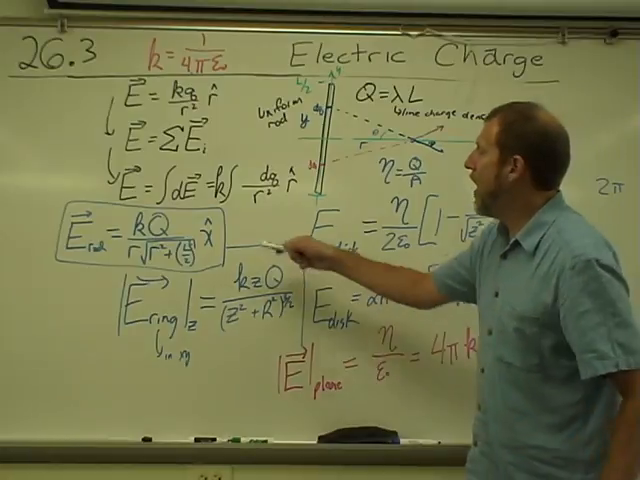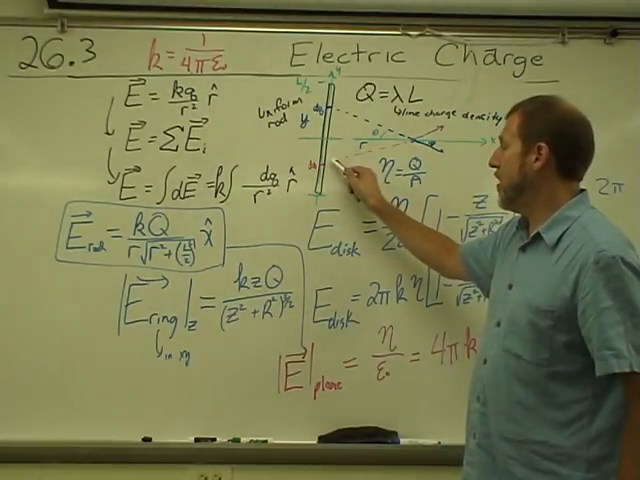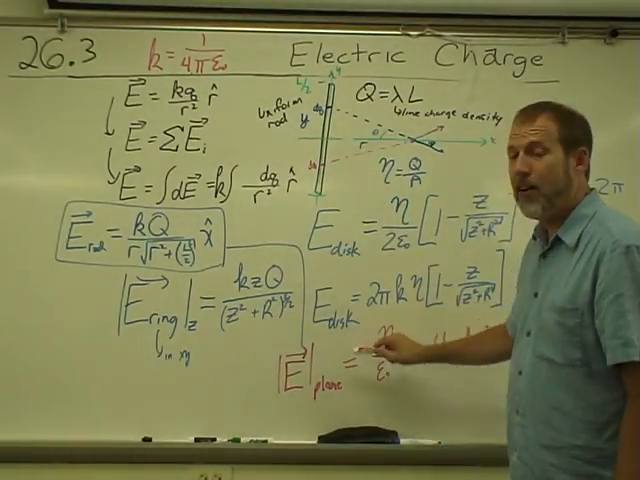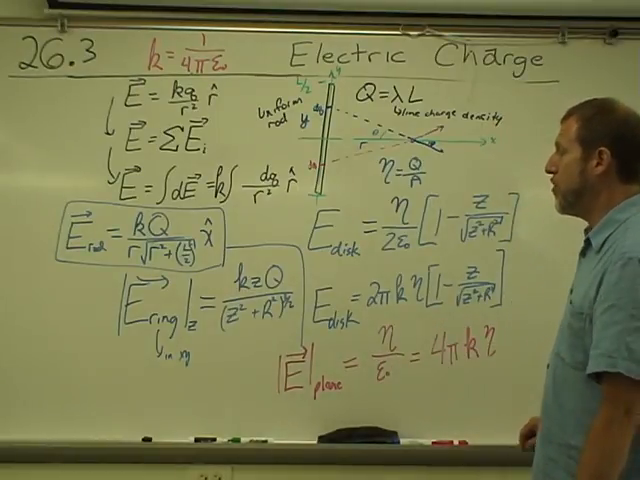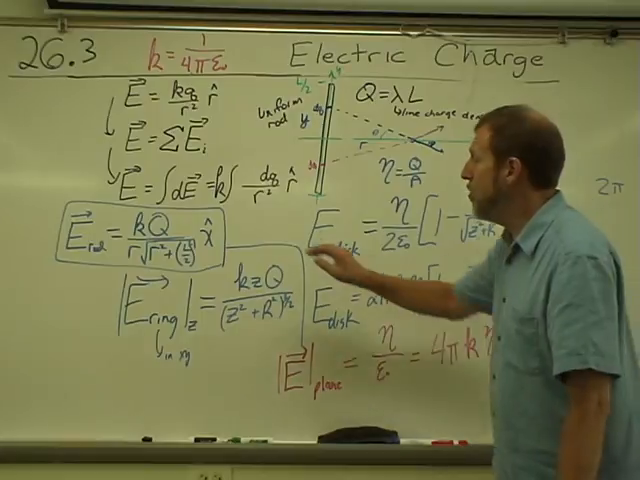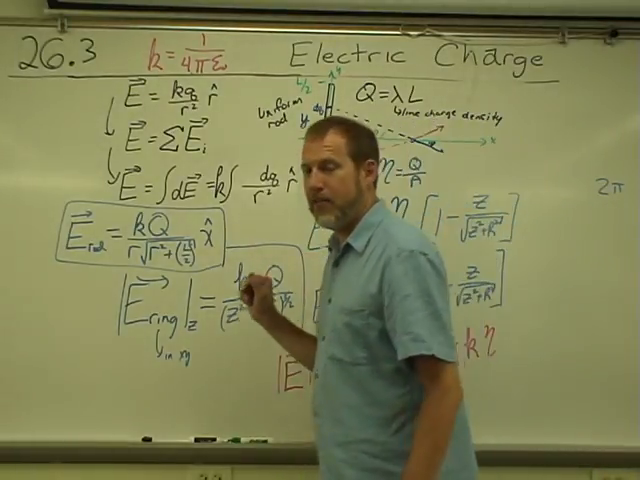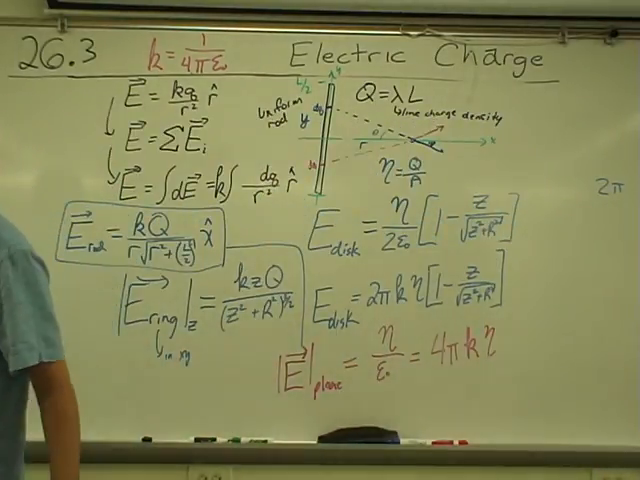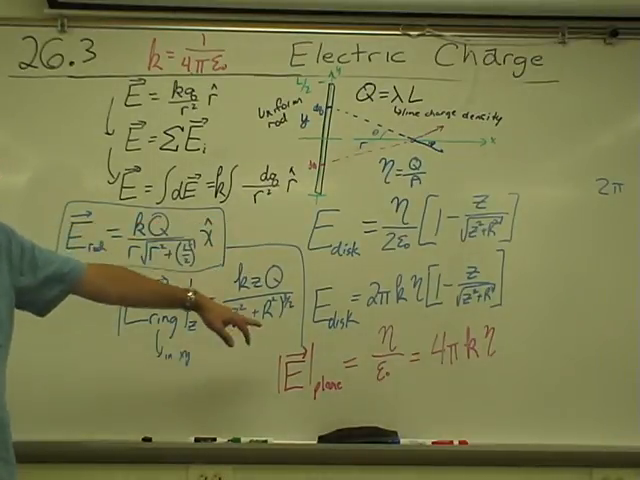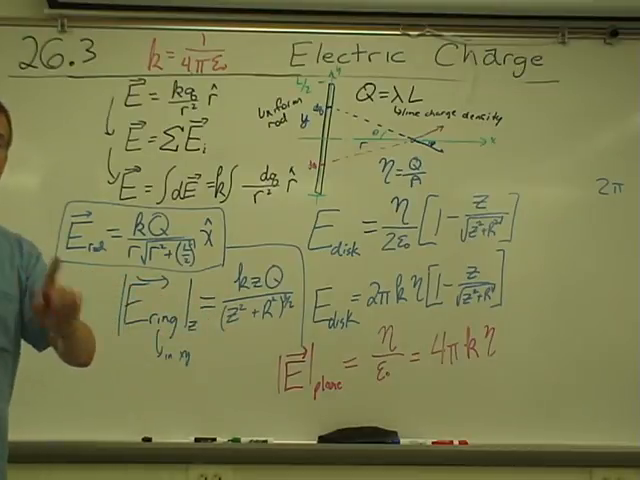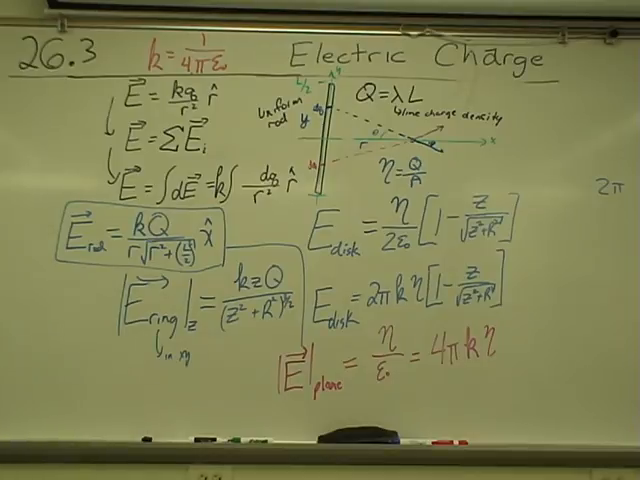Now, I did this one in a little bit of detail, and all the rest of these are done in the book. This learning objective 26.3 requires you to be able to use any one of these and recognize these. On your formula sheets, I'm not going to necessarily say, this is for the rod, this is for the ring, this is for the disc, and this is for the plane. Your practice homework should make you familiar enough with which is which to be able to answer that yourself.